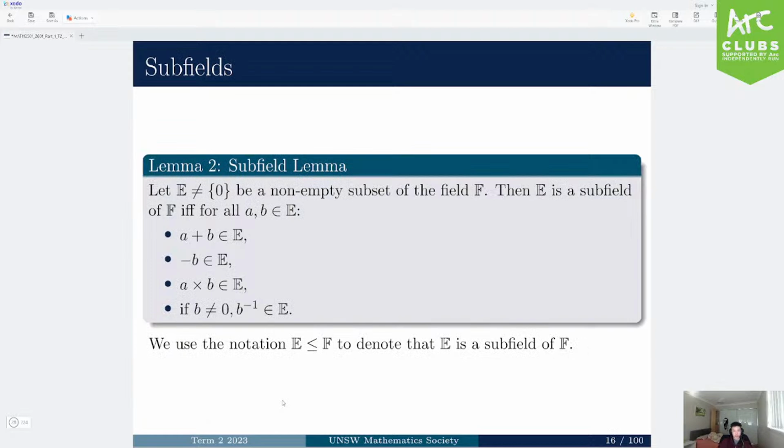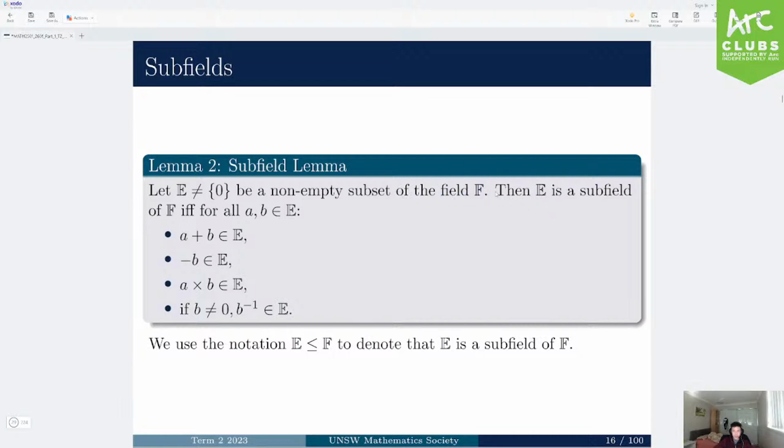The next concept is looking at subfields. So subfields are a very similar thing to subgroups, except we have two operations to look at in this case. So let E, such that E is not the zero set, be a non-empty subset of the field F.